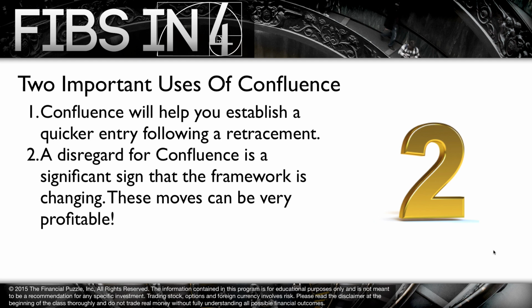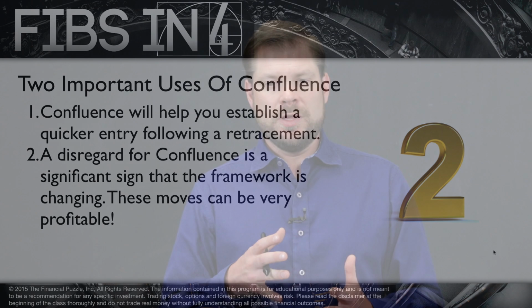A second way that you can use confluence is actually if there's a disregard for it. That's why I chose my words carefully a second ago. I didn't want to say we're going to find support at confluence, because if we didn't find, I said support, I meant resistance. If we don't find resistance in this Apple example, it's almost more beneficial to us because it tells us the framework is changing. And when we get framework changes, volatile, exciting things typically happen. It can be really, really profitable for us.